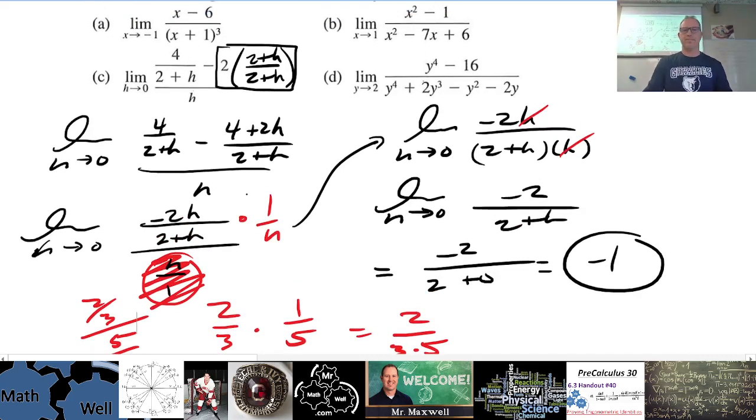Anybody else? Wait, it's the bottom one you flip and multiply, right? Yes, you flip and multiply the bottom one. Flip the bottom one, multiply.